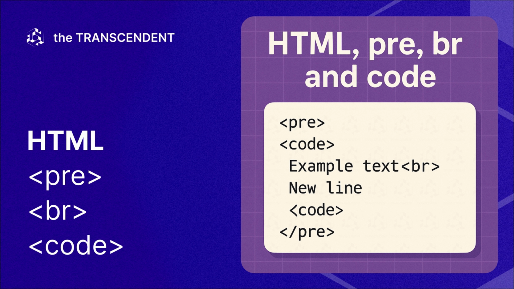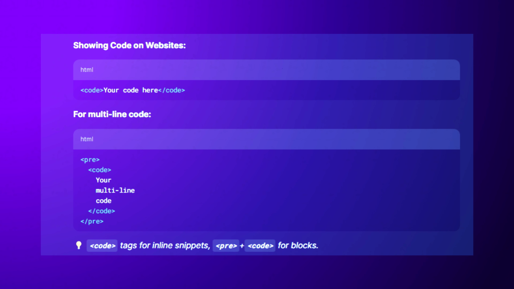In this video, we'll learn HTML code, pre, and BR, and how these elements work. Occasionally, it may be necessary for us to display code on a web page, for instance, if we're writing an article about web development or going over some coding syntax details.